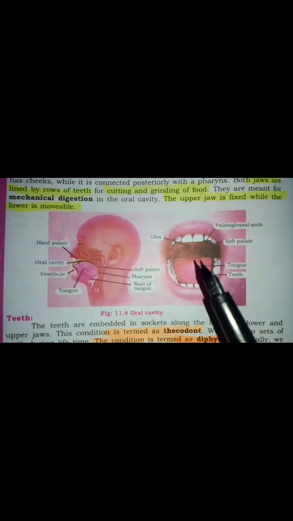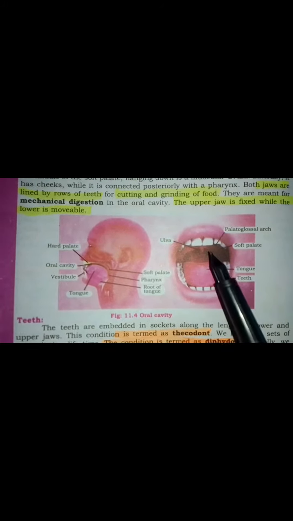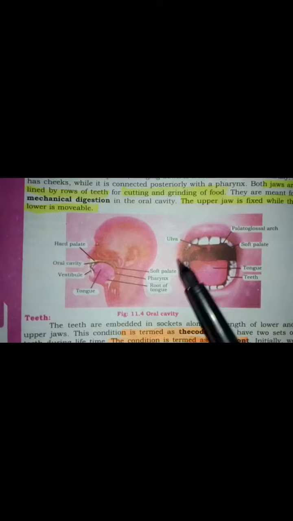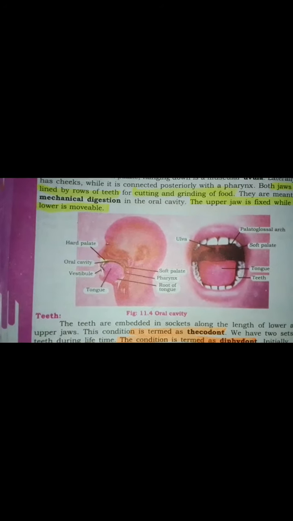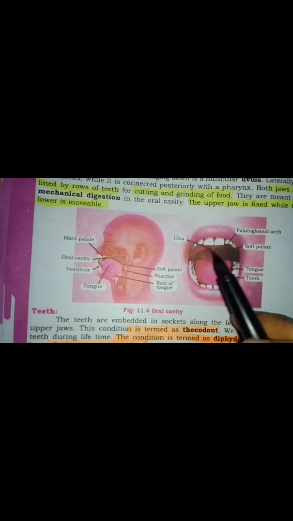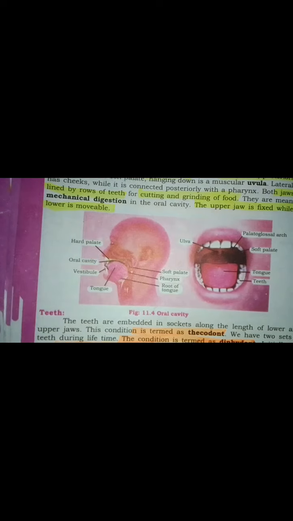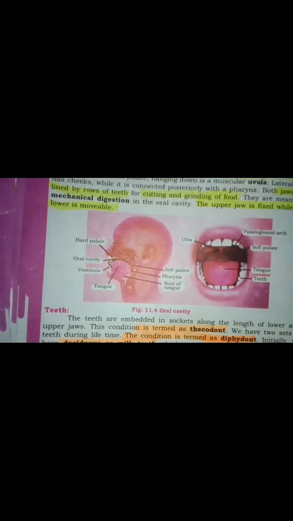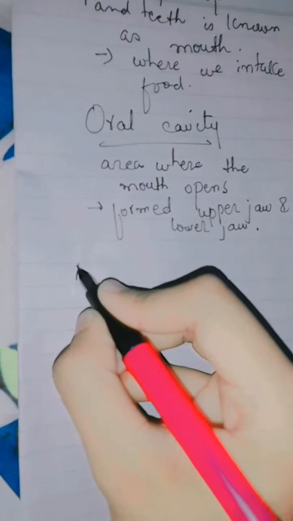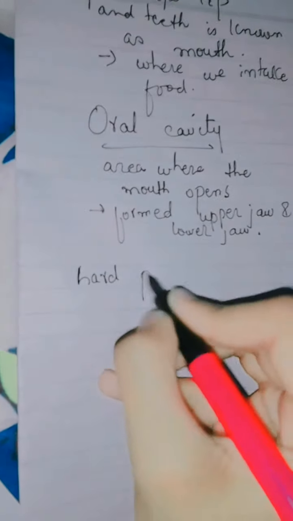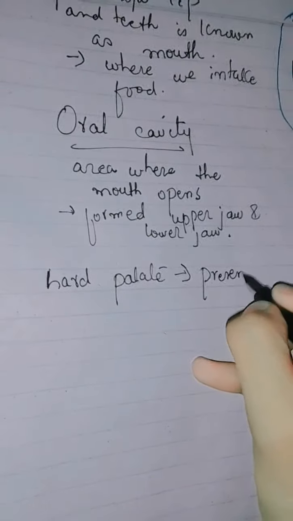If we look at the structure of the oral cavity, it has an arched roof. This roof is made up of a bony structure known as the palate. Basically, the palate is of two types: hard palate and soft palate. The hard palate is present on the upper side.